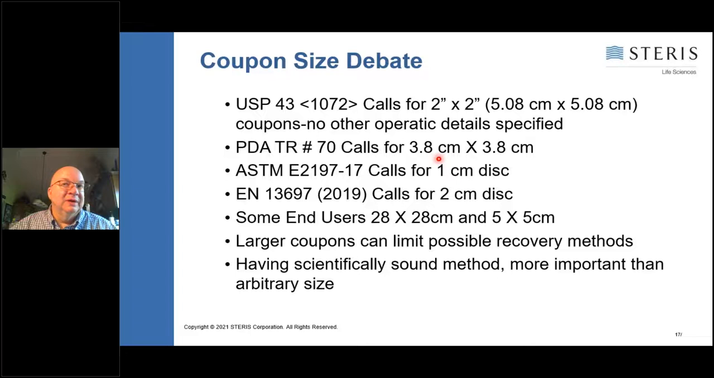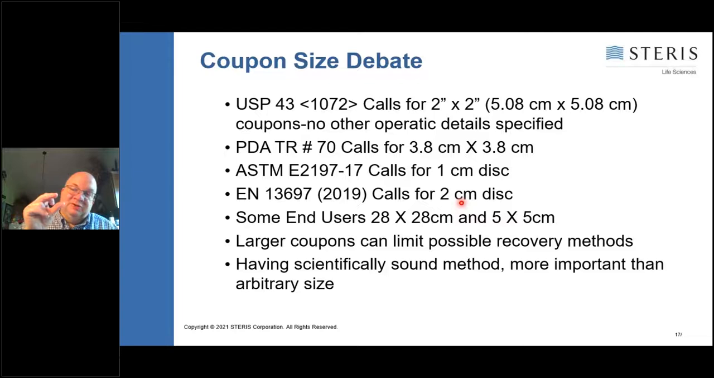That's also fairly large. But what I do recommend is looking at the ASTM E2197 or the EN13697, which call for 1 centimeter and 2 centimeter coupon disc, respectively. And you can cut coupons of representative surfaces from your clean room down to a much smaller size to utilize in that test.